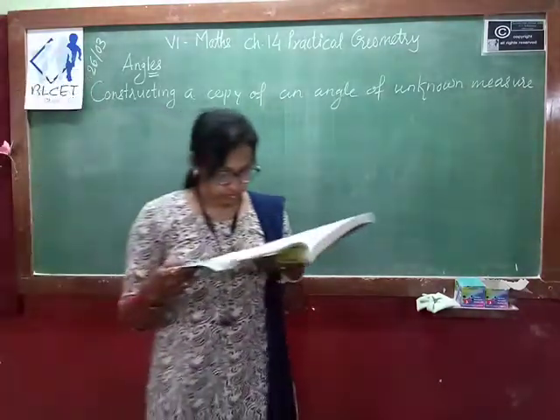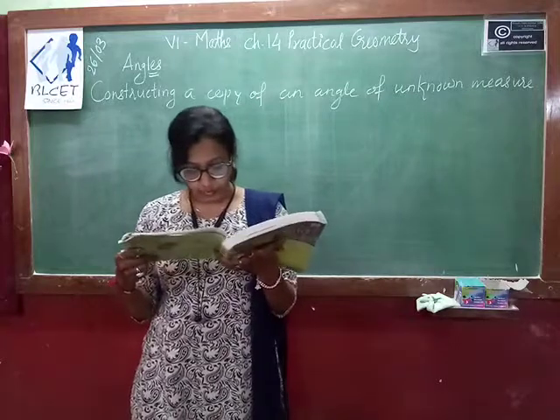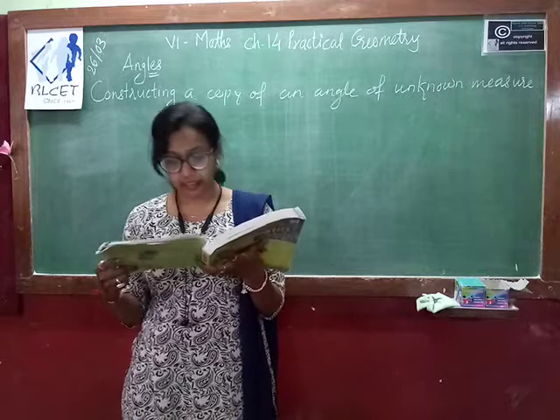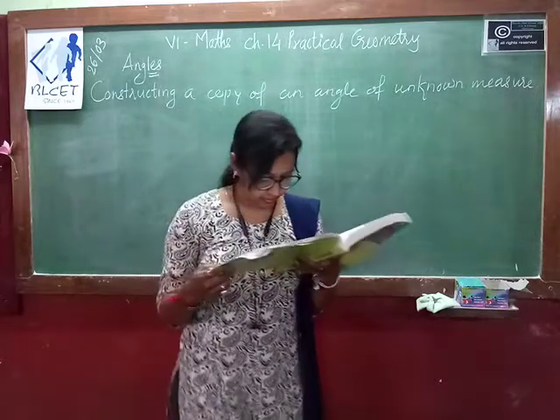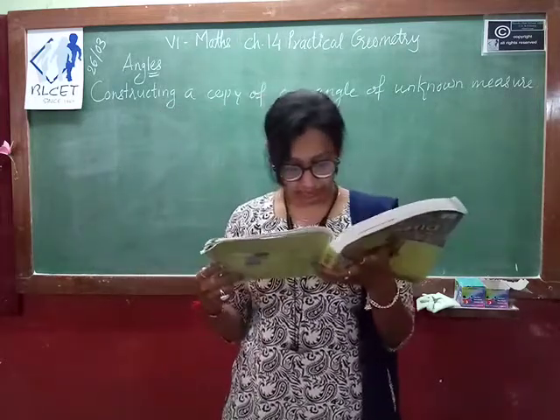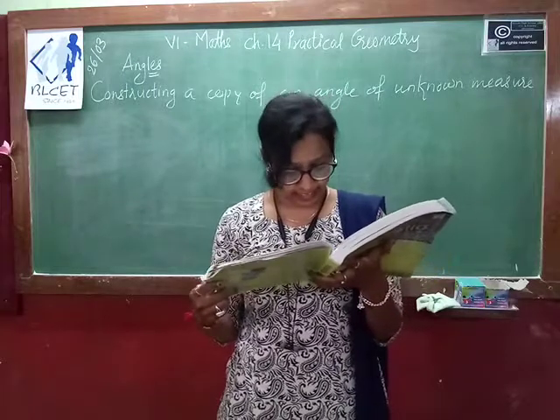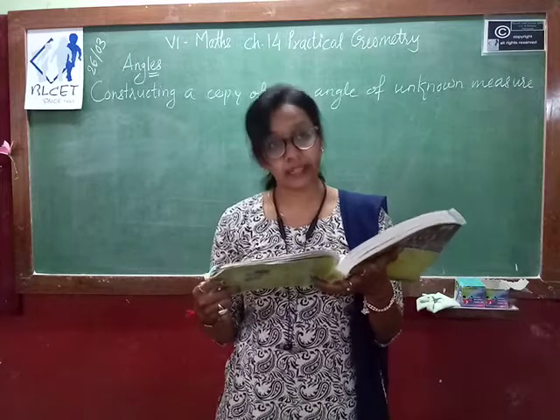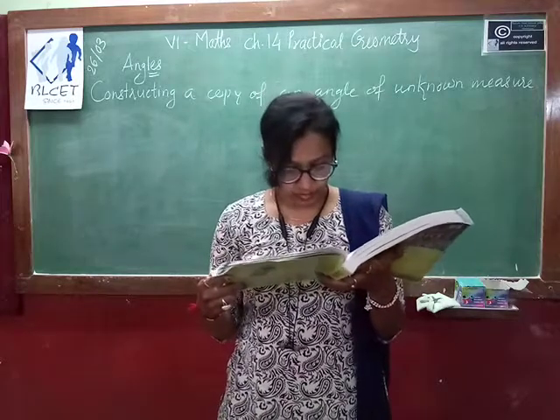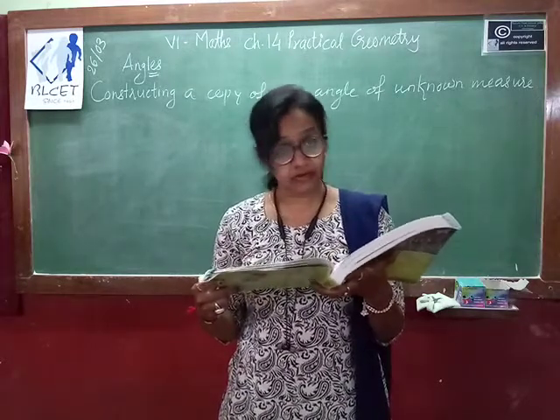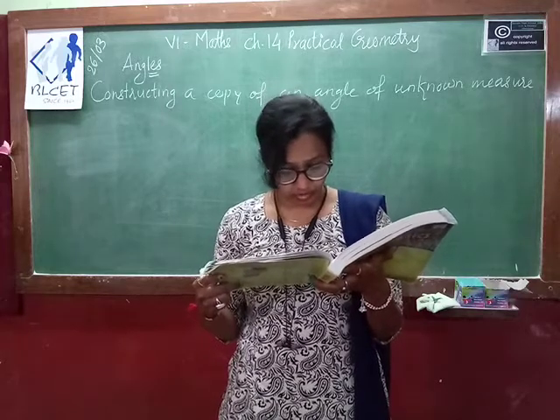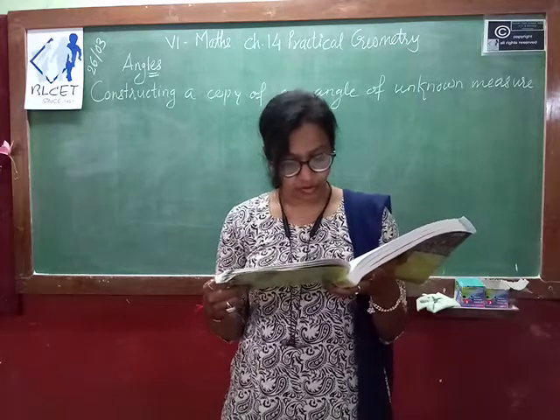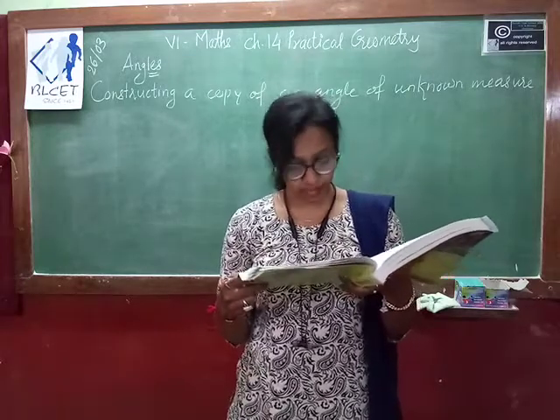Draw a line L and choose a point P on it. We have to draw the copy of angle A which is given. Suppose an angle is given and we want to make a copy of this angle. As usual, we will use only a straight edge and the compasses. So angle A is given whose measurement is not known and we want to draw the copy of that angle. So what will we do? Draw a line L and choose a point P on it.